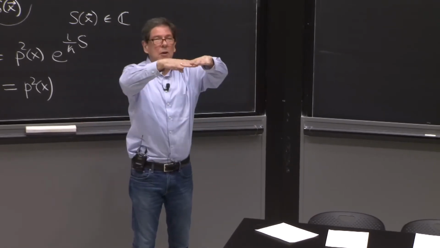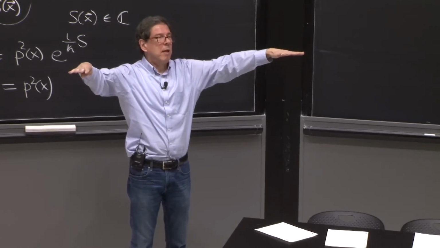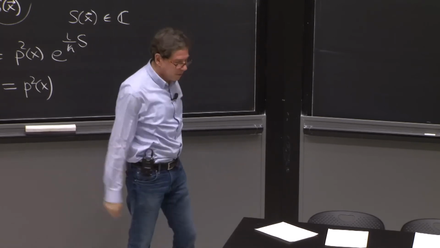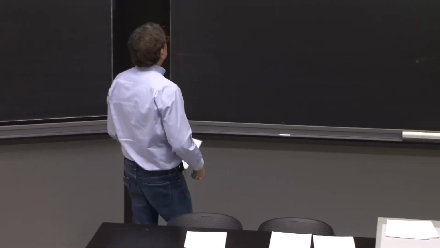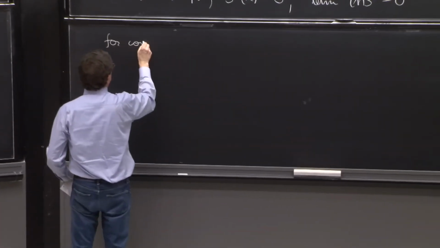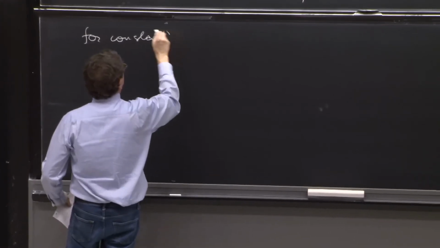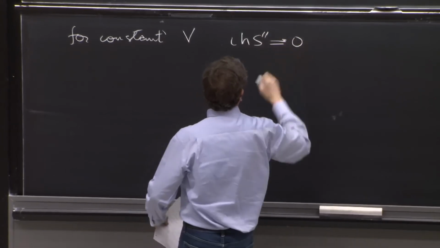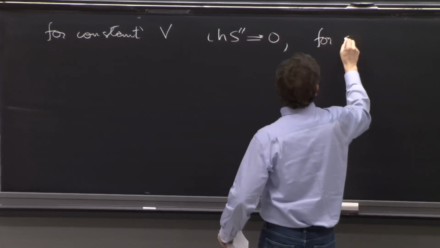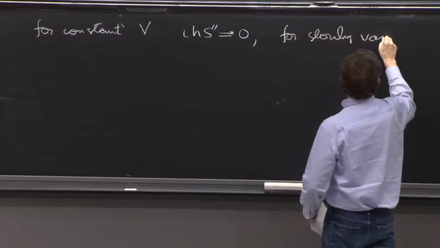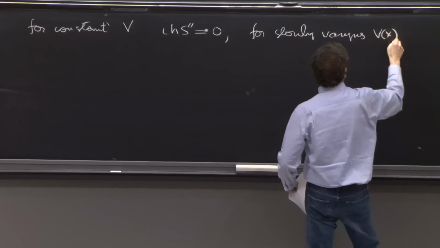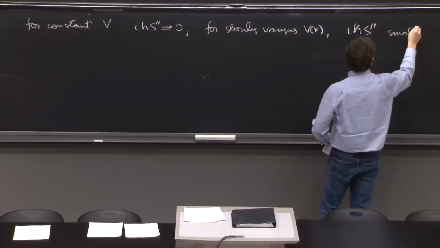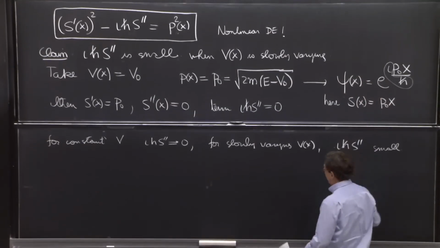You cannot expect that the constant potential has a solution and you now do an infinitesimal variation of your potential and suddenly this term becomes very big. So for constant V, iℏS'' is equal to 0. So for slowly varying V of x, iℏS'' should be small, in the sense that this solution is approximately correct.